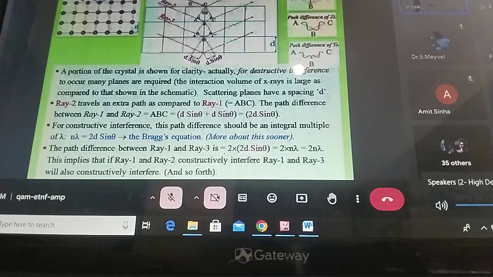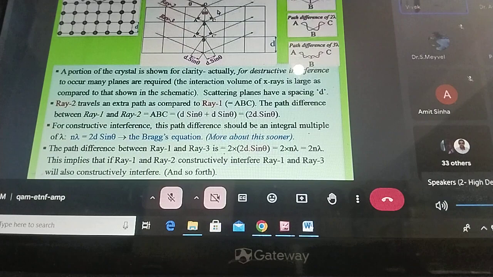Now, what is the path difference between A, B, C? Half a wave came here, half a wave came here, so one wavelength is done. So the path difference between ray 1 and ray 2 is one wavelength. So this means here the wave shape is like this. So the crest of this wave is falling on the crest of ray 2 and the trough of ray 1 is falling on the trough of ray 2. So here the amplitudes will get added.